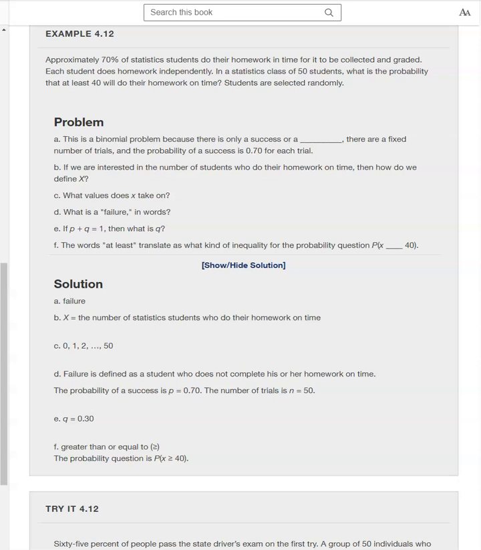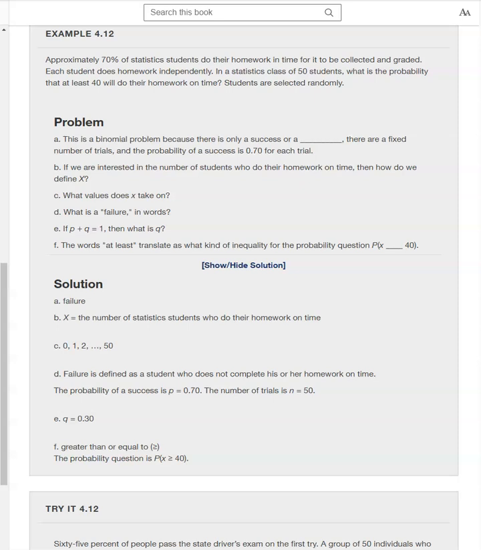The words "at least" translate as what kind of inequality for the probability question? Well, at least means X has to be greater than or equal to 40, right, in this particular example.